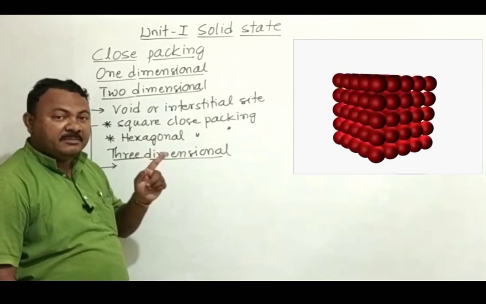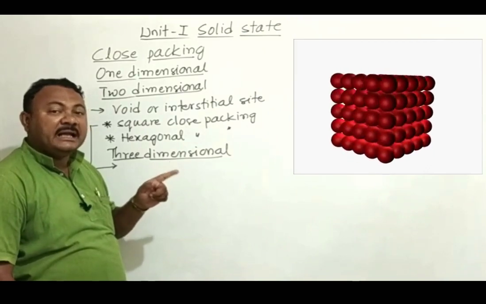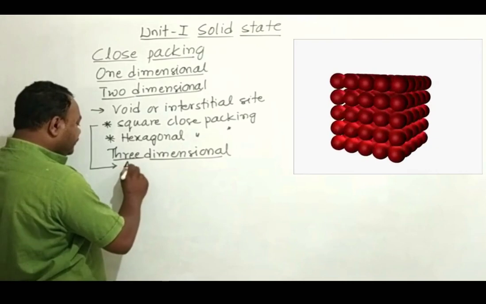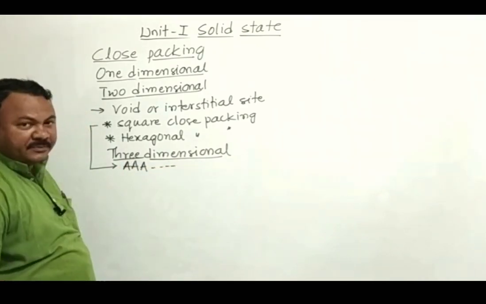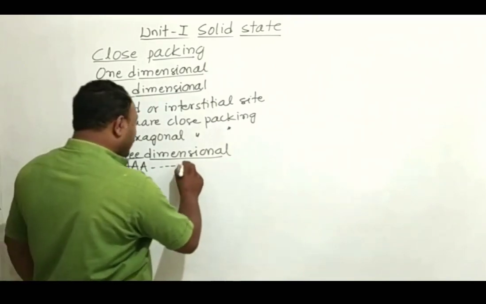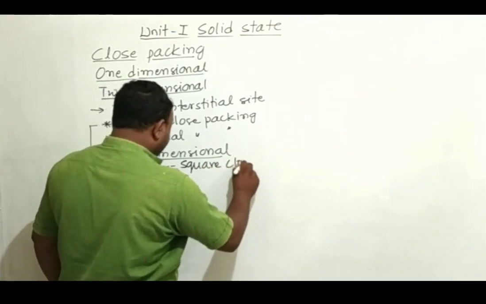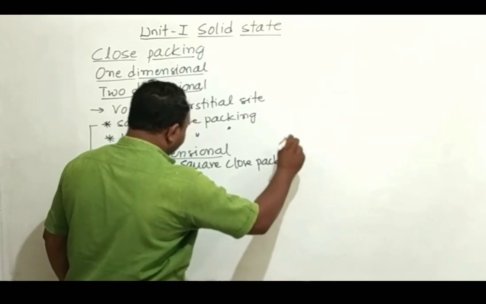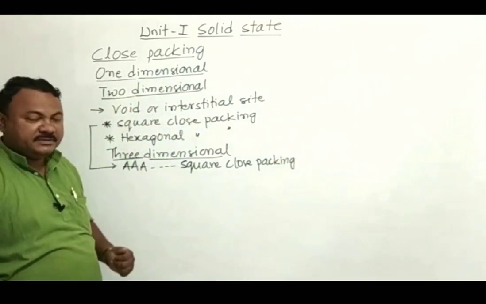So in 3-dimension, whatever the close packing now you are observing with the same alignment of the spheres in all the layers. If I take the first layer as A, second layer also we take it as A because the alignment is same. It means first layer goes on repeating. So this is the square close packing in 3-dimension.